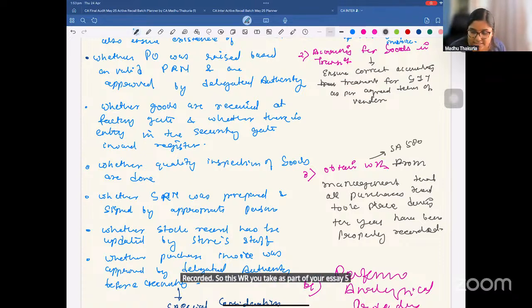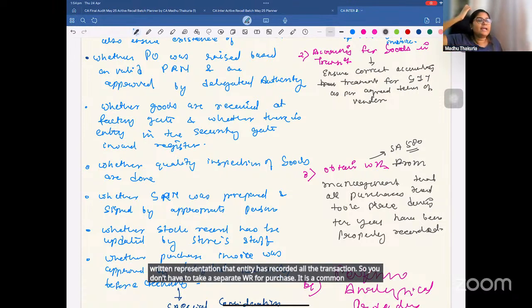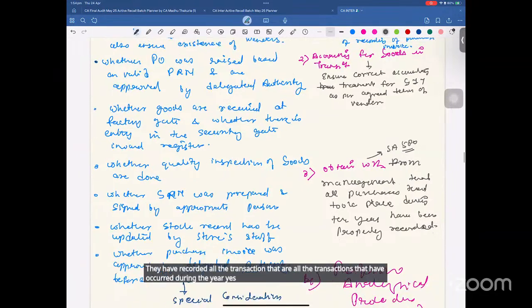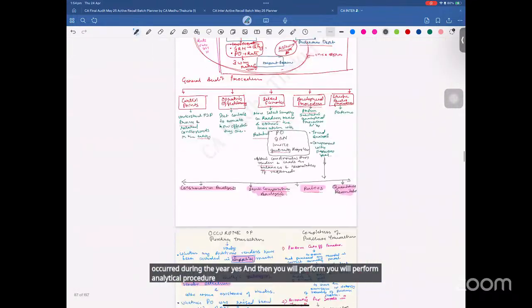When I teach you SA 550, we'll go through it. There itself, there is a point that you will obtain written representation that the entity has recorded all the transactions. So you don't have to take a separate WR for purchases. It is a common WR that you will take from the entity, that they have recorded all the transactions that have occurred during the year. And then you will perform the analytical procedure.